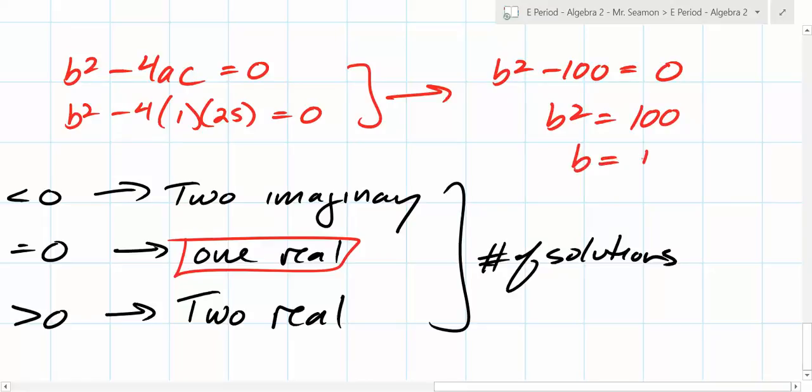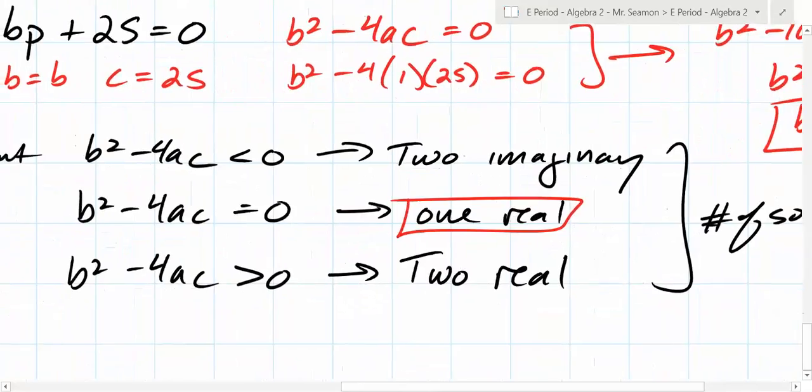Yes, so there are two answers to this. B is equal to plus or minus 10. Either one will have one real solution. This right here is something you have to know.